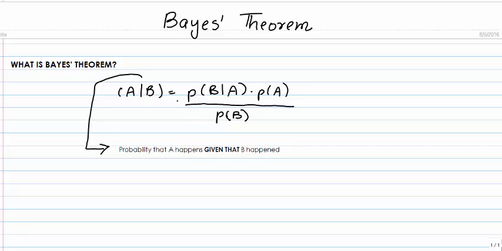Hello everyone, today we're discussing Bayes theorem. Here we have an event A and an event B. Both of them belong to the same sample space.